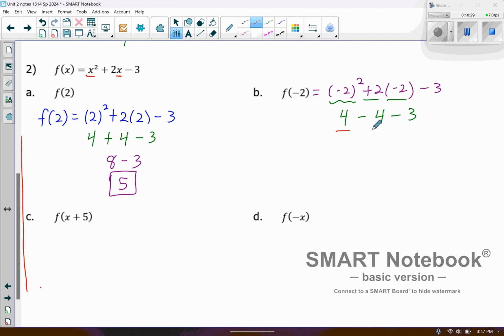All right, well, 4 take away 4 is going to be 0. 0 take away 3 is negative 3. And that's what it simplifies to. So the function, when evaluated at negative 2, results in negative 3.